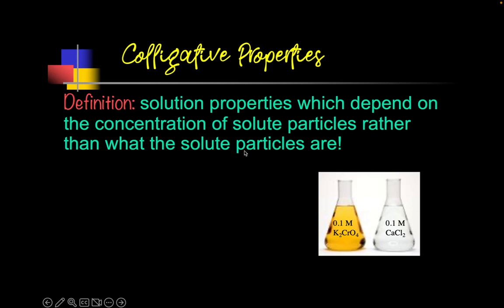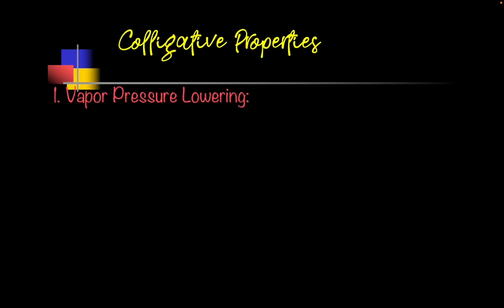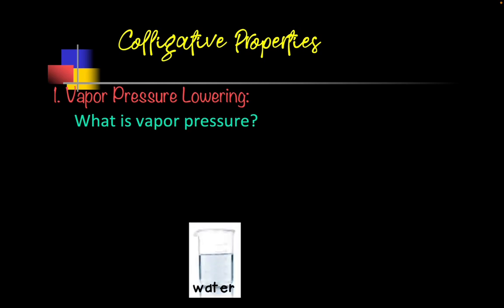The first colligative property we're going to talk about is called vapor pressure lowering. So, spoiler alert, it already tells you there's going to be less vapor pressure. So, let's do a quick review of what vapor pressure means.